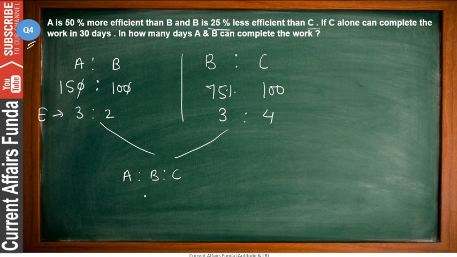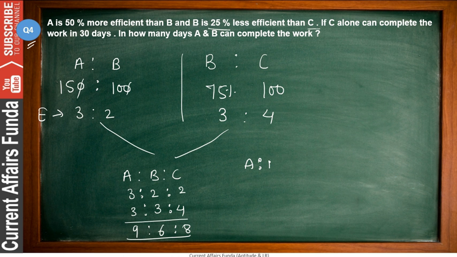Okay friends, in the percentage section I have already taught you how to combine two ratios. Here I am telling you again: the ratio of A to B is 3:2, and the ratio of B to C is 3:4. This place is the backend, so copy 2 from here, and this place is the backend, so copy 3 from here, and friends, multiply all the digits. 4 into 2 is 8, 3 into 2 is 6, 3 into 3 is 9. So the ratio will be 9:6:8.